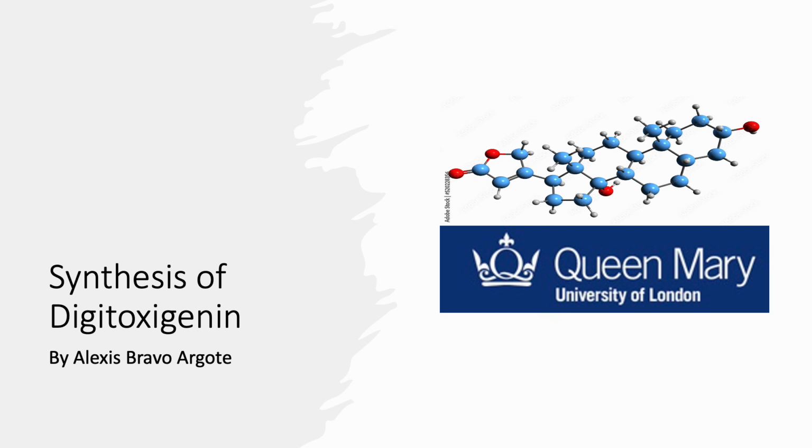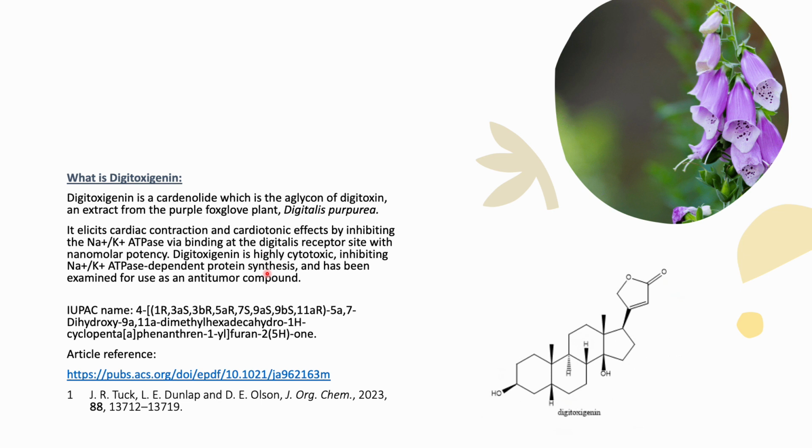This is the synthesis of digitoxigenin. Digitoxigenin is a cardenolide which is an aglycone of digitoxin, an extract from the purple foxglove plant Digitalis purpurea. It has been examined for use as an anti-tumor compound. Here is the IUPAC name and the article reference.